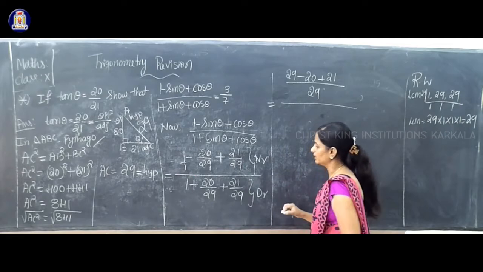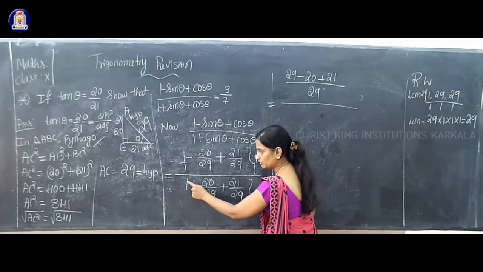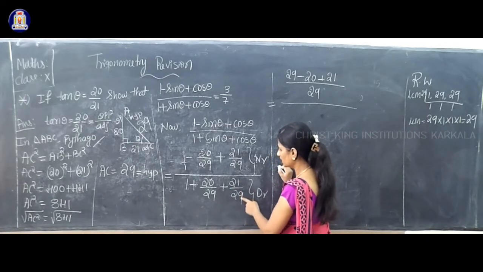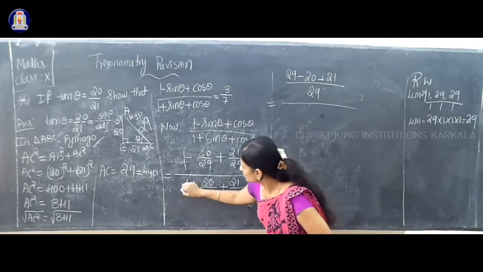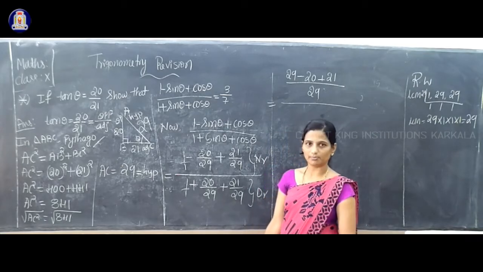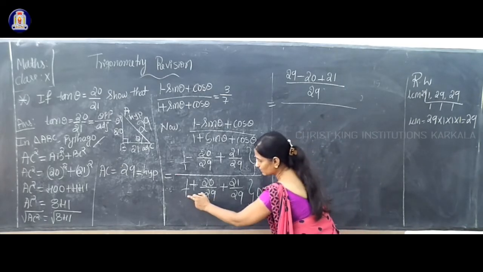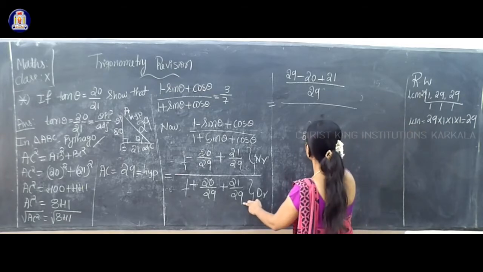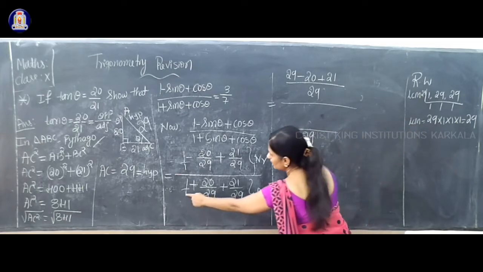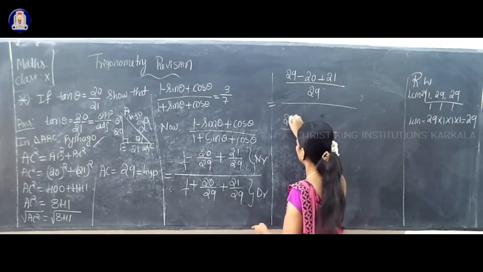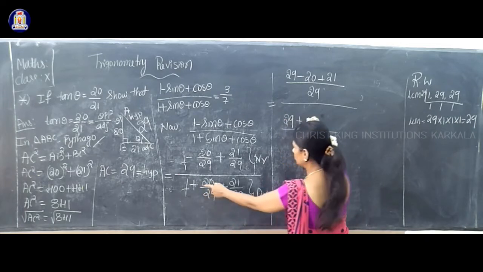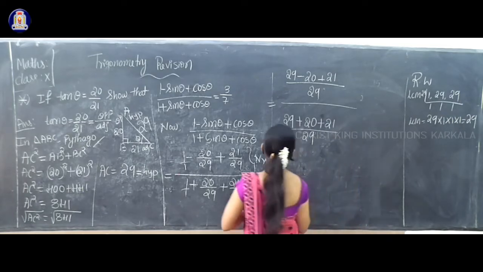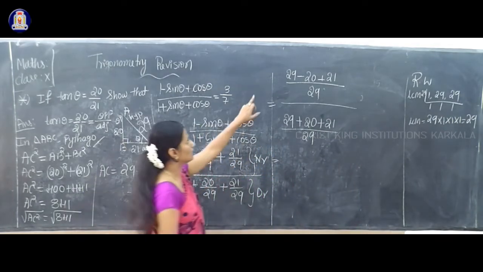Now see the denominator. How to simplify the denominator? It is also 1 plus 20 divided by 29 plus 21 divided by 29. So 1 is 1 divided by 1, right? So again it will be 1, 29 and 29. The LCM will be the same, that is 29. 1, how much is 29? It is 29. Plus, next you know this, right? 20 plus 21. Now simplification.